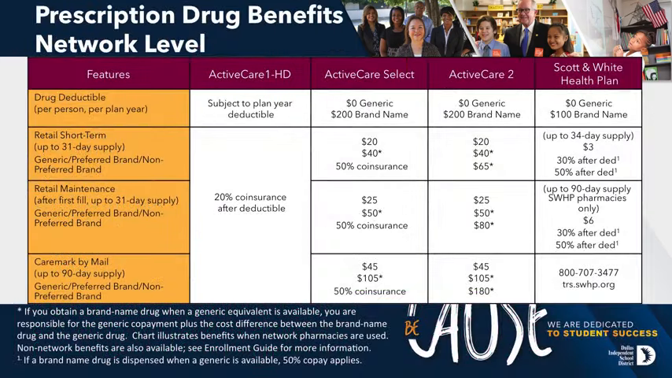Here's an overview of the prescription drug benefits. For the Active Care 1 HD, 2, and Select plans, Caremark is the pharmacy provider. The Scott and White Health Plan is the pharmacy provider for the HMO. This chart illustrates benefits when network providers are used. Non-network benefits are also available. See the TRS Active Care Enrollment Guide for more information. The Active Care 2 and Select plans provide very similar prescription drug benefits, except the Select plan has a coinsurance of 50% for non-preferred brand drugs.